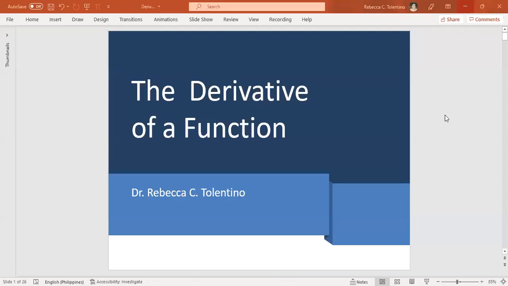Okay, good morning, class. So this is our first session on the derivative of a function. We have just completed our discussion on limits. So today we will be discussing the concept of the derivative.